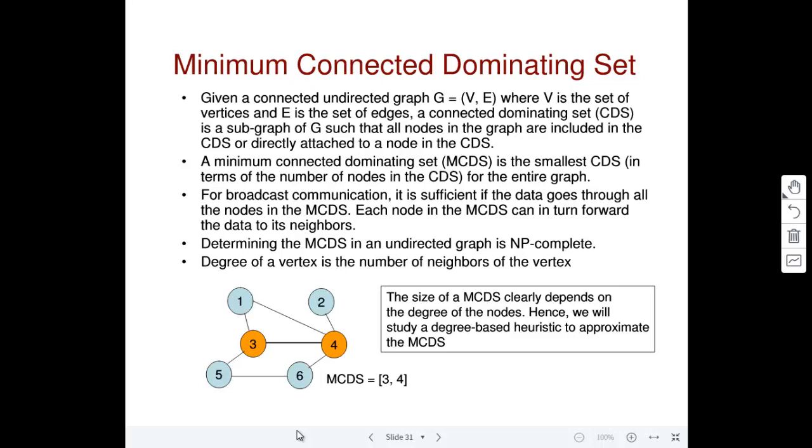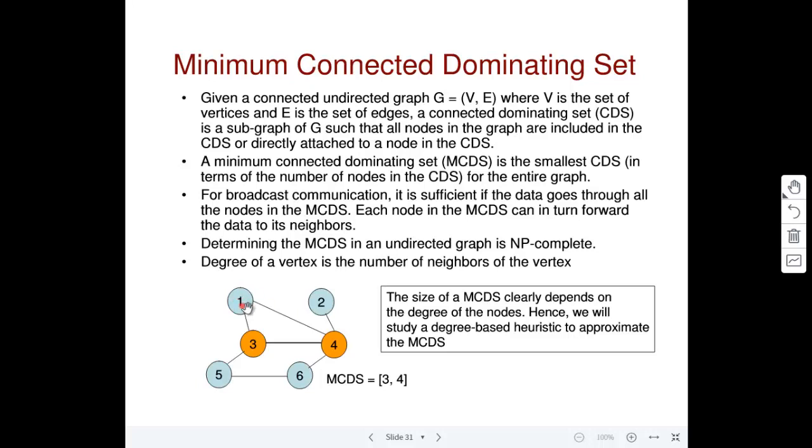So if you look at it, the CDS is kind of like a backbone for a network. If you model a network as a graph, the CDS is like a backbone of the network, in the sense that if any node wants to broadcast a message to every other node in this graph, which is a network now, then to which nodes does it have to forward the message so that they will take care of spreading it out to every other node in the graph?